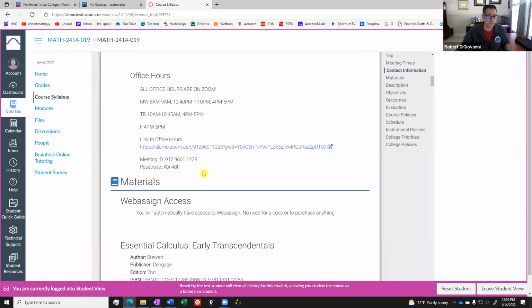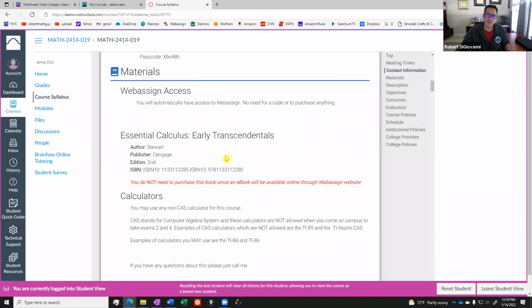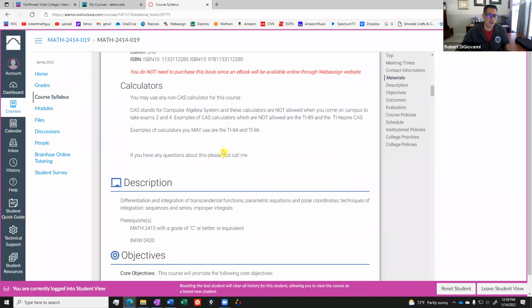That's case sensitive. In terms of materials, you don't need to buy a textbook. Everything's electronic, but you do need a calculator. A scientific calculator is a minimum requirement. You may have a graphing calculator. You may not have a calculator that has a computer algebra system. That's usually the TI-89 or the Inspire CAS. It has to say CAS there to be the one you can't have. There's a couple of others. I think I have one. I don't know where it is, but if you have any questions about your calculator, just let me know.